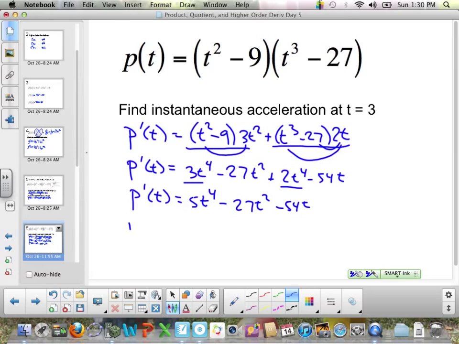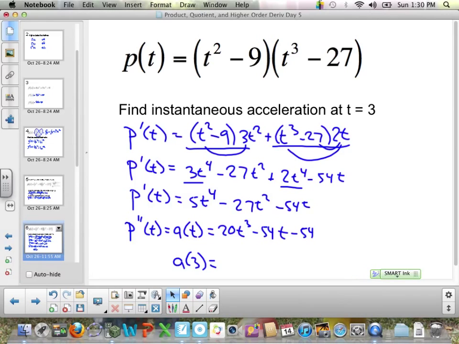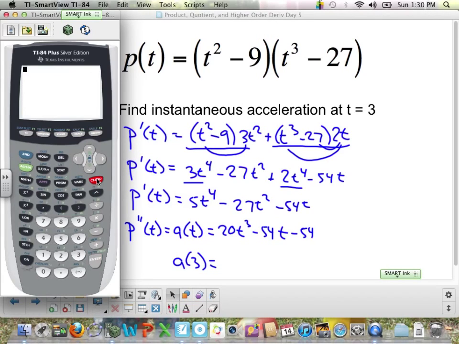And we'll do our second derivative, which is our acceleration. And that'll give us 20t cubed minus 54t minus 54. And the question says acceleration at time t equals 3. We'll plug in 3 for t. I'm going to change it to x on the calculator. We got 20t cubed minus 54t minus 54. The instantaneous acceleration is 324.